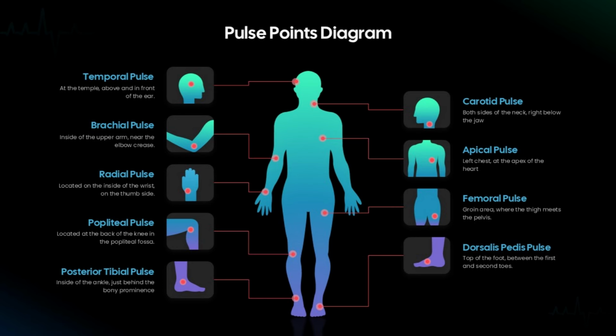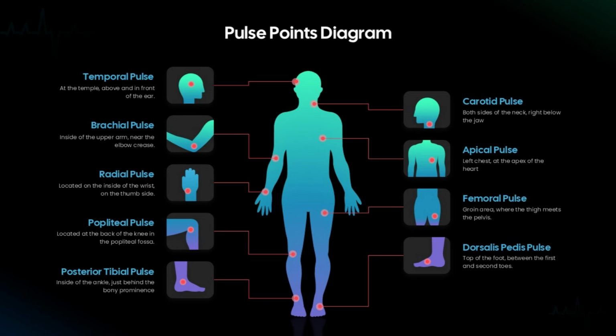Then we come to the apical pulse. This pulse is assessed at the fifth intercostal space, and it shows whether the pulse in the whole body is effective or not. Then we come to the brachial pulse. The brachial pulse is commonly assessed in pediatrics and in infants.